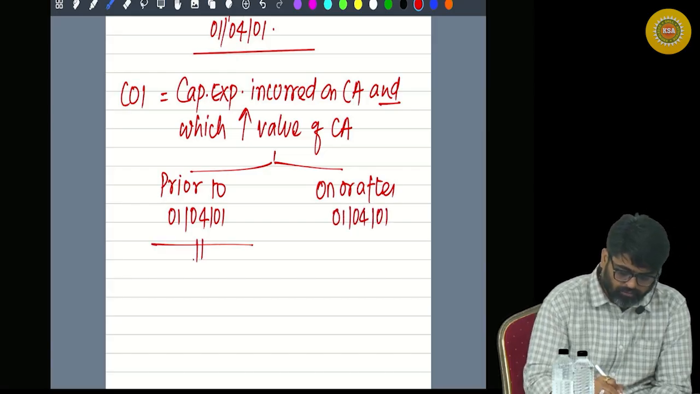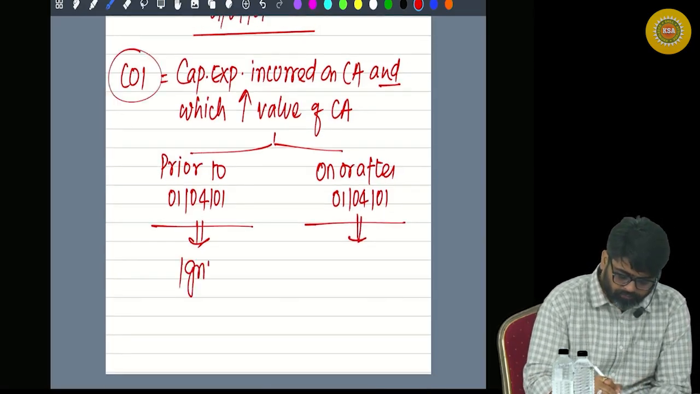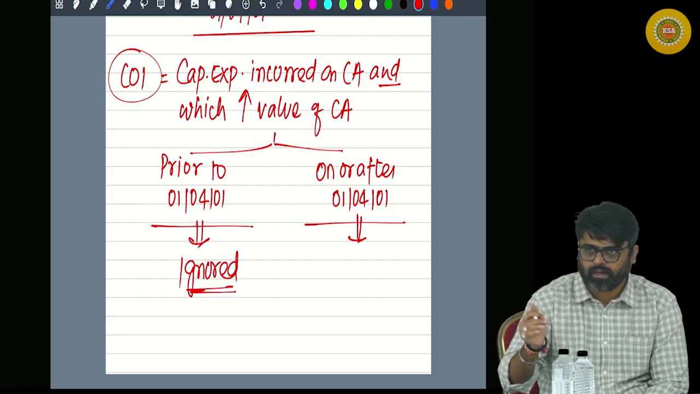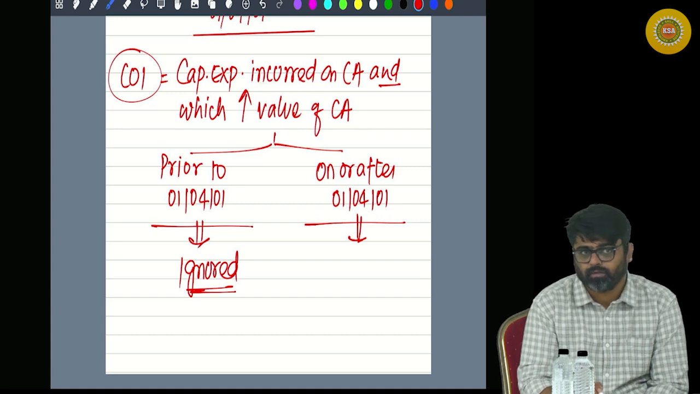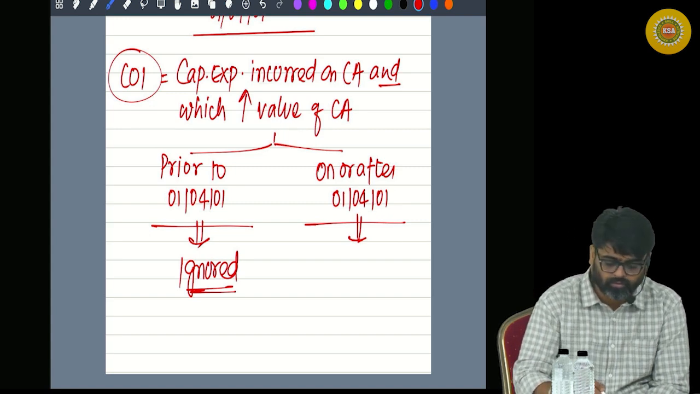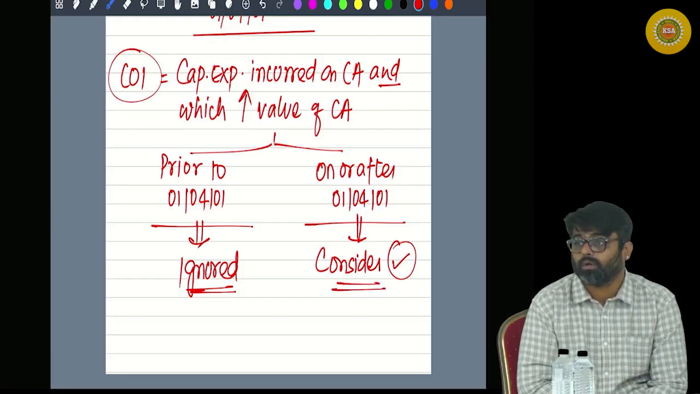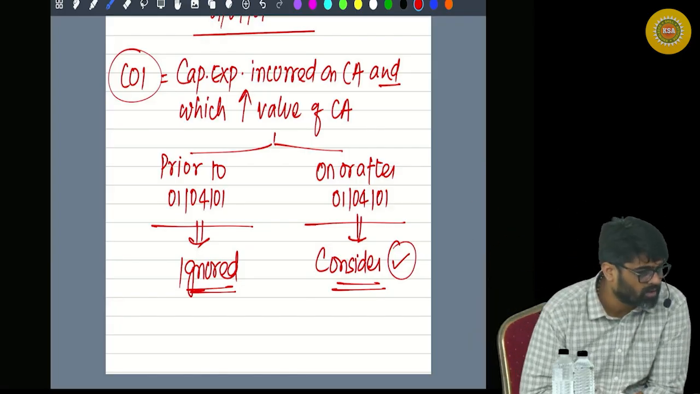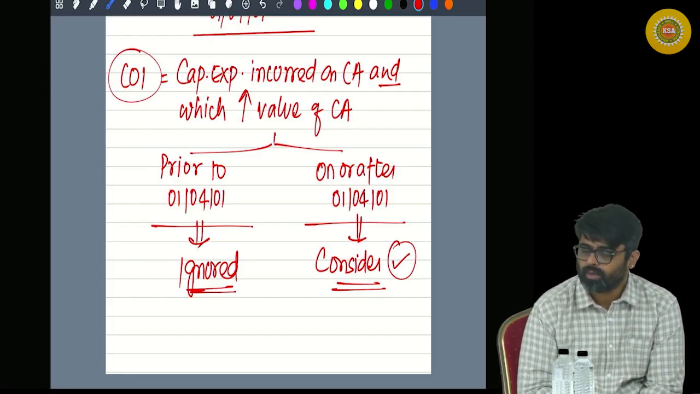So if it is incurred prior to 1st April 2001, then the cost of improvement will be ignored. Don't take it in the computation of capital gains. No need to consider this cost of improvement. But what if it is incurred on or after 1st April 2001? What will you do? Consider. Consider means don't ignore. Take this cost of improvement to compute your capital gain. Any cost of improvement which is incurred on or after 1st April 2001. Done, sir? Should I move ahead?